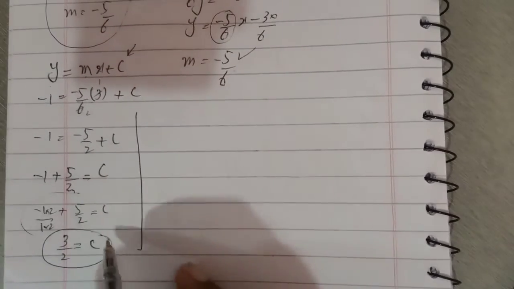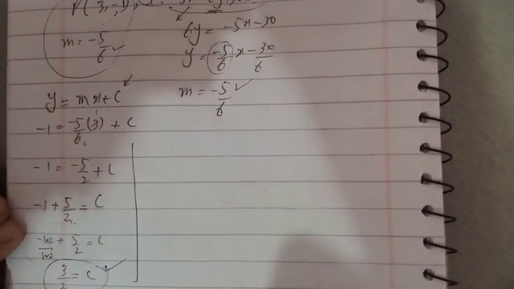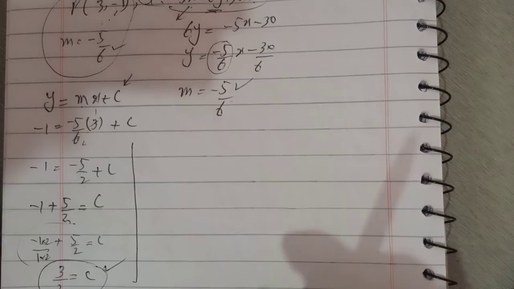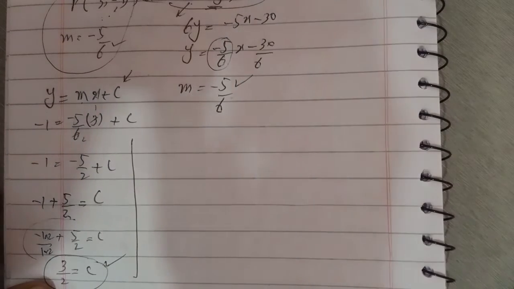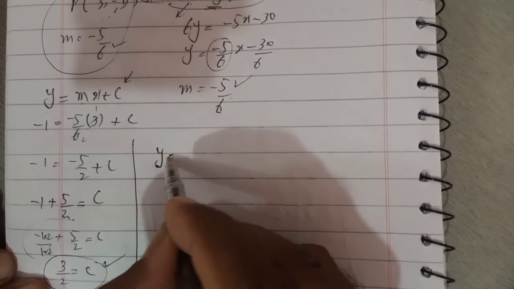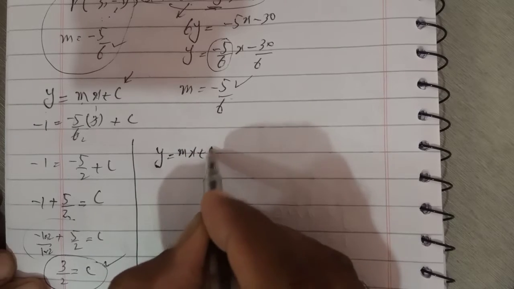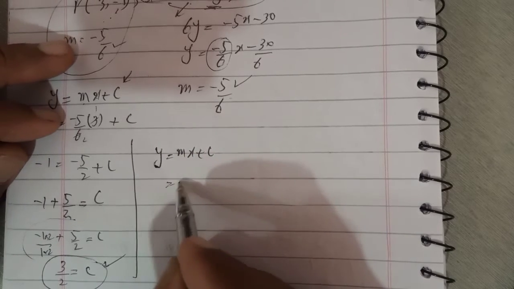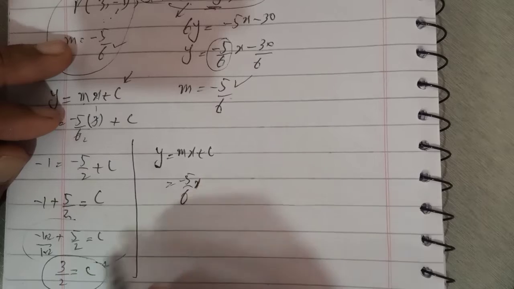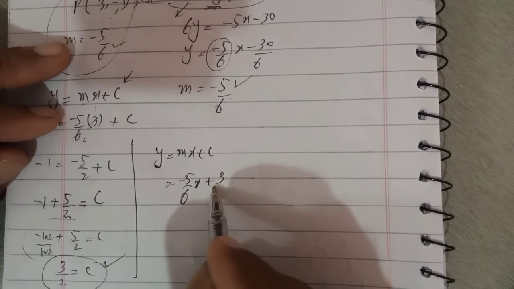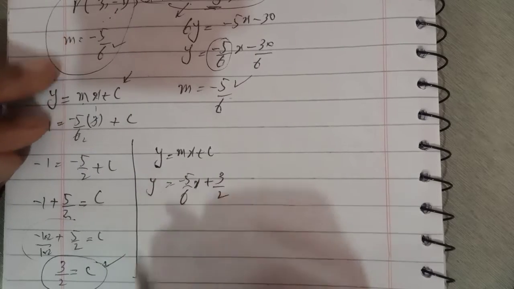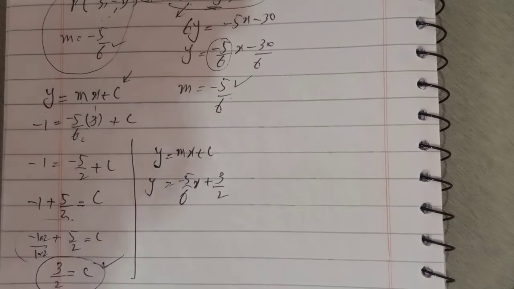Now we have c as well as m. m is what? Minus 5/6. And c is what? 3/2. I use the formula y is equal to mx plus c. I put the value of m, which is minus 5/6, and put the value of c, which is 3/2. Now this is the equation of the required line.